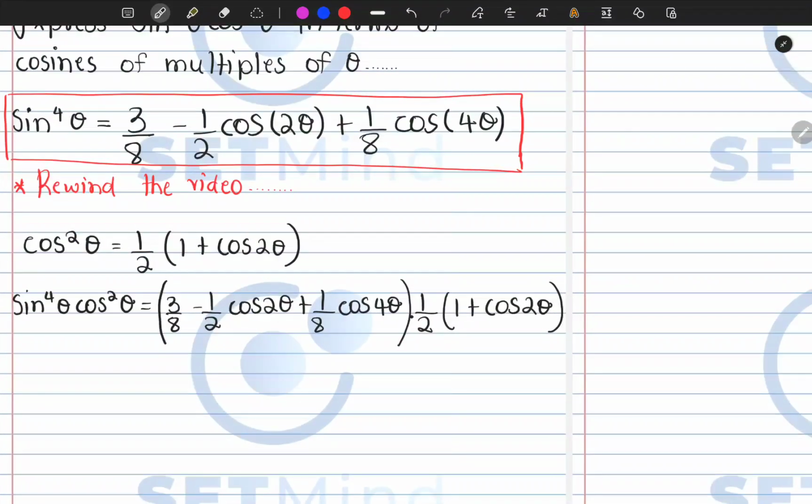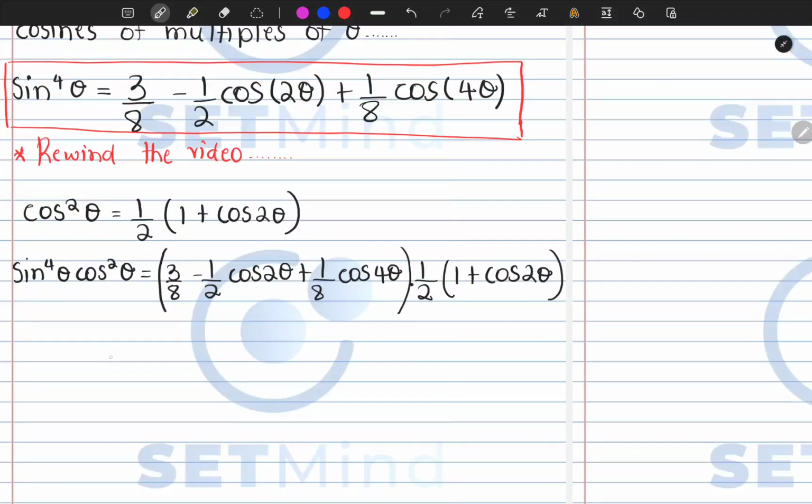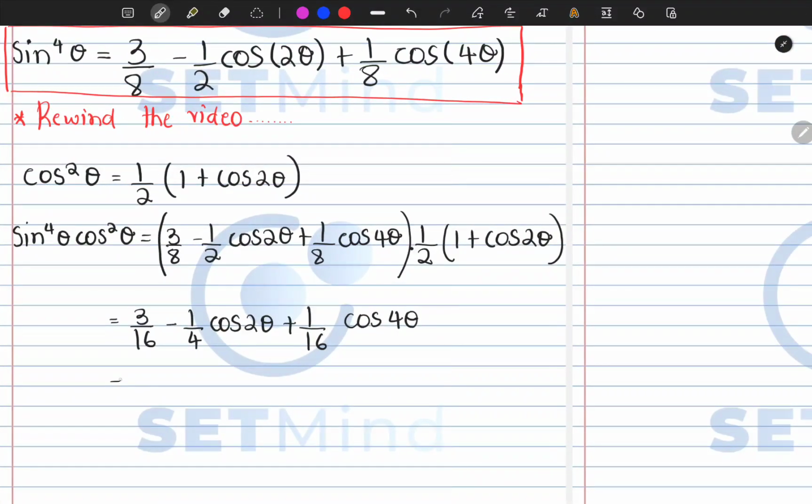So now all what I need to do is to multiply these. So what I'm going to do, multiply by the half. I am going to end up having 3 over 16, and then minus 1 over 4 cos of 2 theta plus 1 over 16 cos of 4 theta. Then I carry on multiplying.